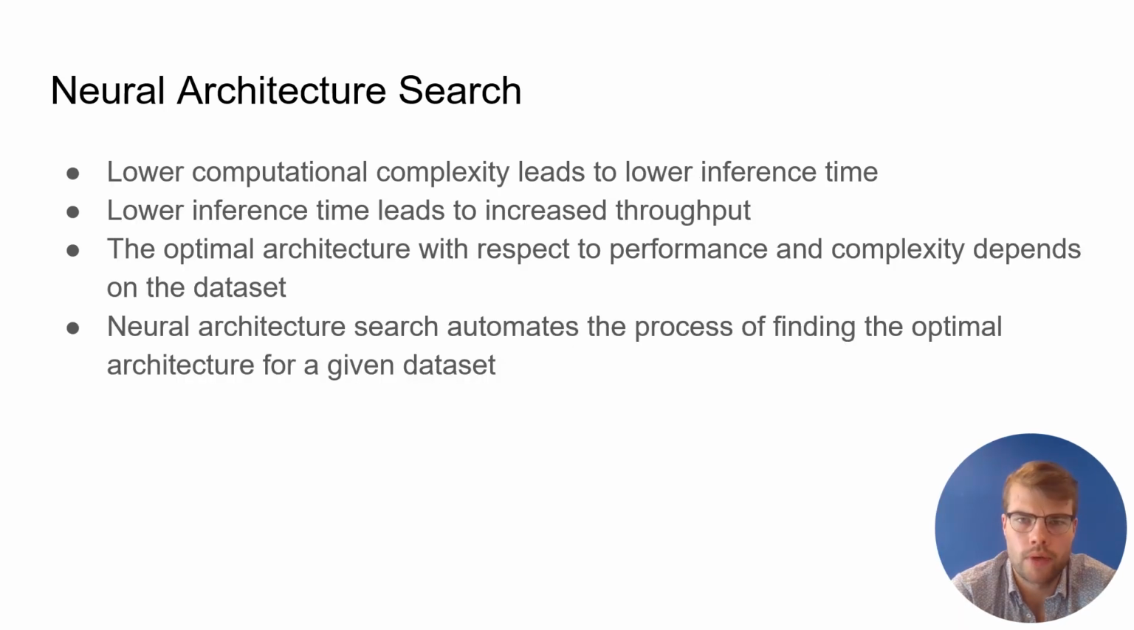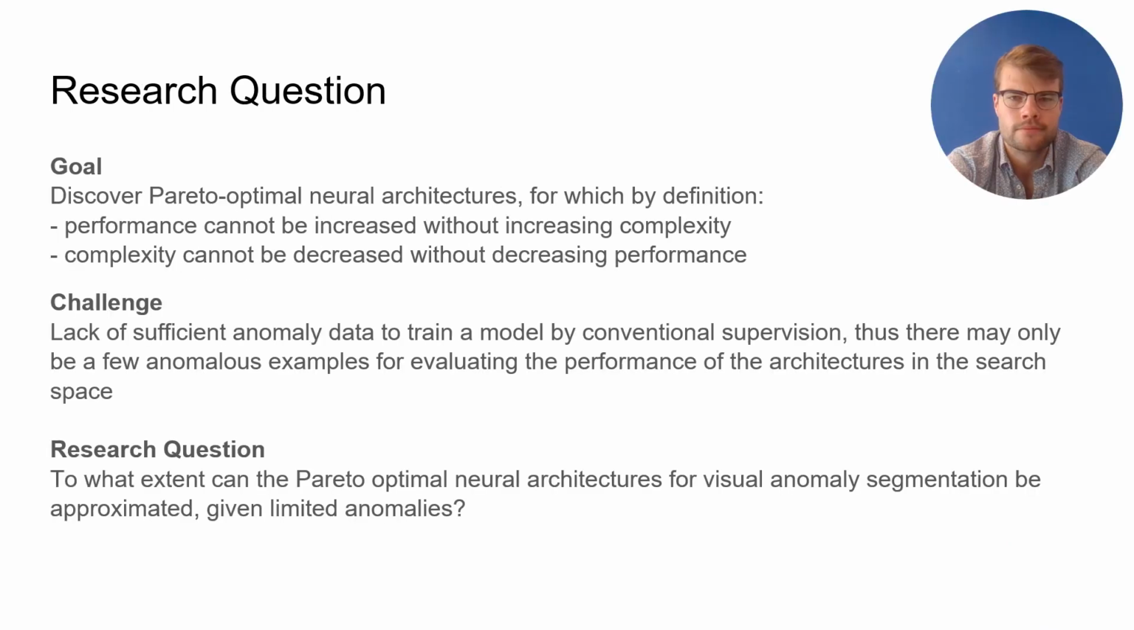In industrial quality control, the inference time of a model is vitally important to maintain a high throughput of the production line. Neural architecture search aims to search for an architecture that has as high performance as possible with as low computational complexity as possible. We aim to find the Pareto-optimal neural architectures.